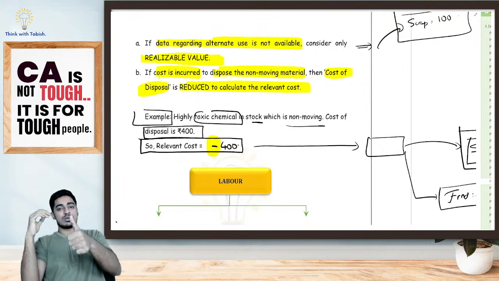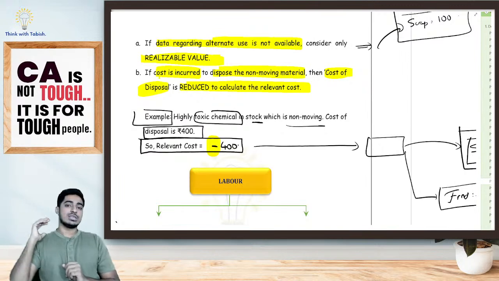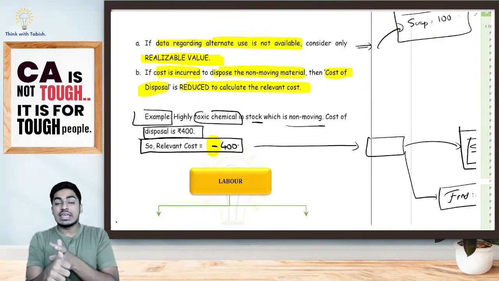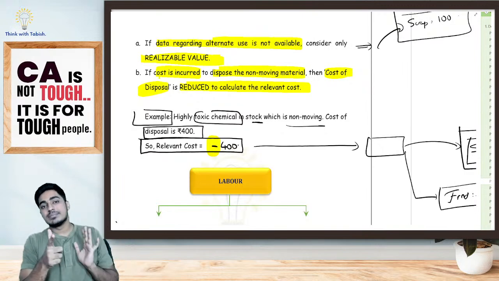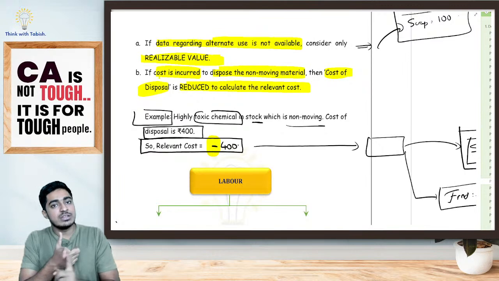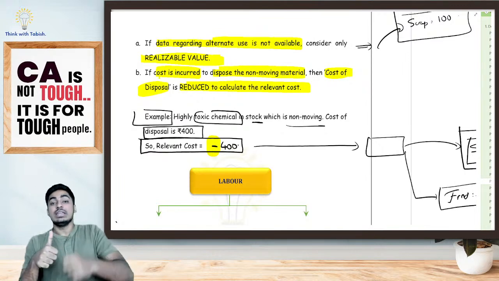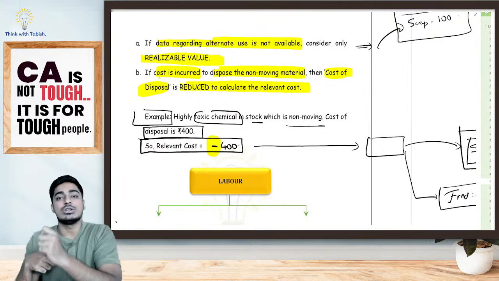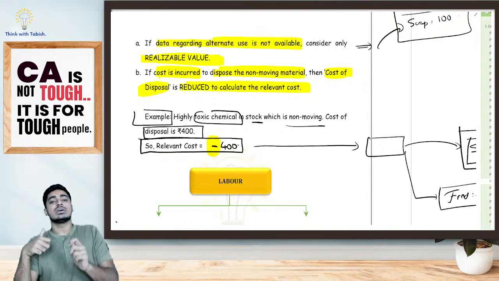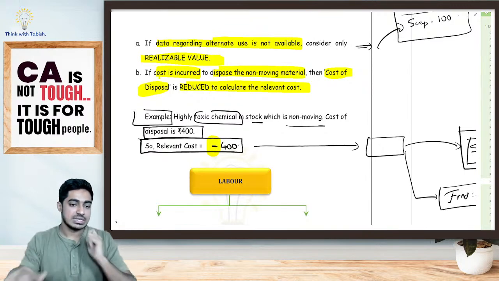Purchase cost and replacement cost are generally one and the same. Yes, it is in stock, but it is not regularly used. Then it is going to be my realizable value or benefit from alternate use, whichever is higher. If there is no benefit from alternate use, I will not consider it. If to sell off my scrap, I have to incur cost, what am I going to do? I am going to reduce it from my relevant cost. Is it clear, students? Yes.